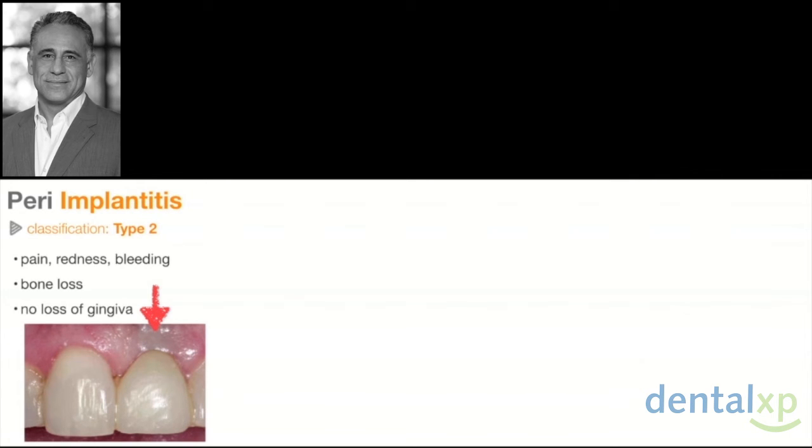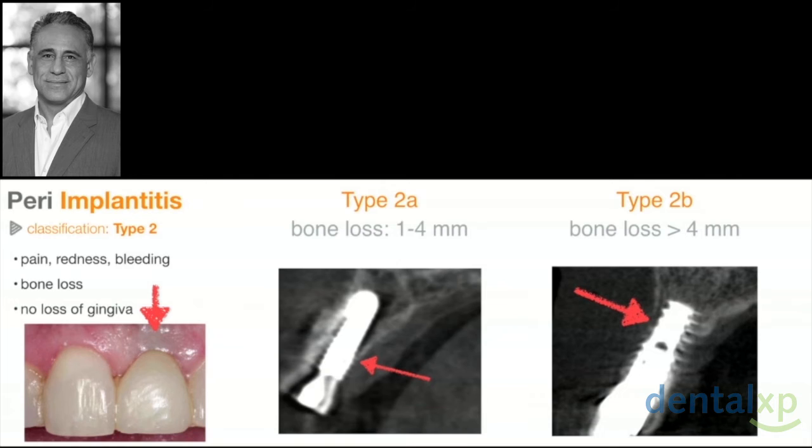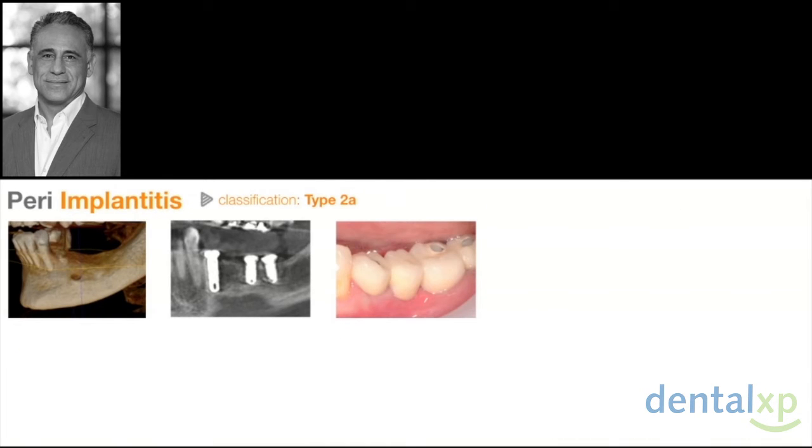There are 2 types, type 2A and type 2B, that may fit into this presentation. In type 2A, there is bone loss of about 1 to 4 millimeters, and still no loss of gingiva. And in type 2B, there is bone loss greater than 4 millimeters, again with no loss of soft tissue at this stage. And here's an example of a patient with type 2A, which was treated.